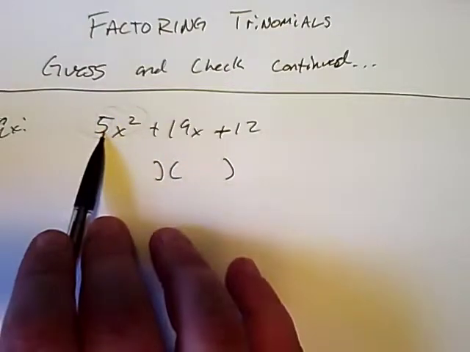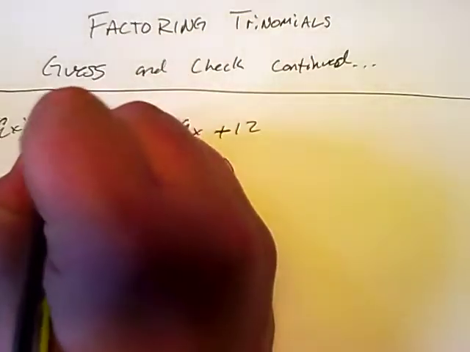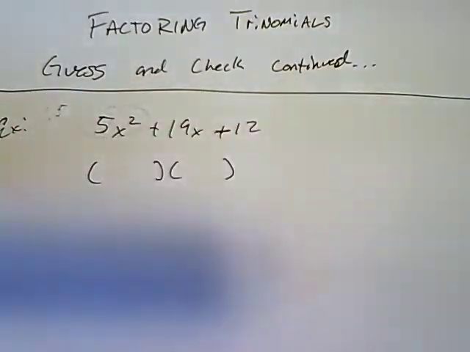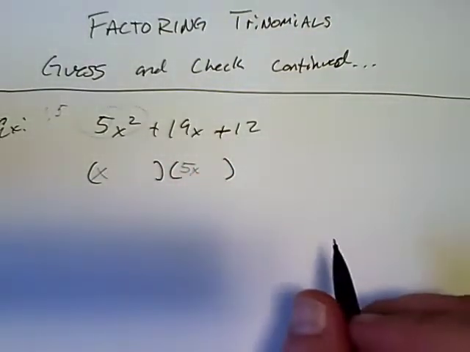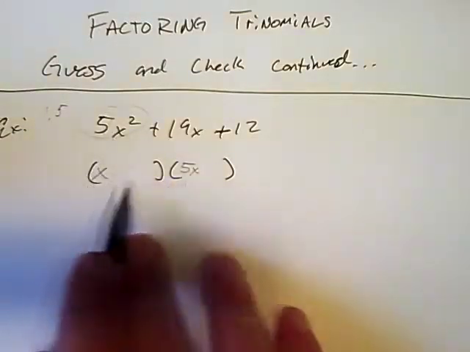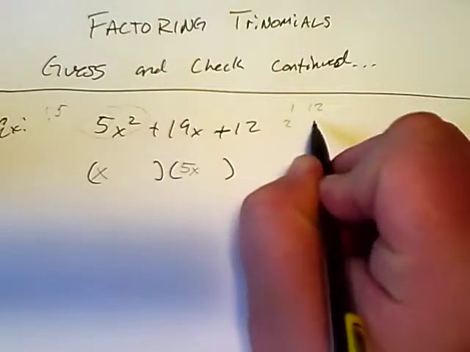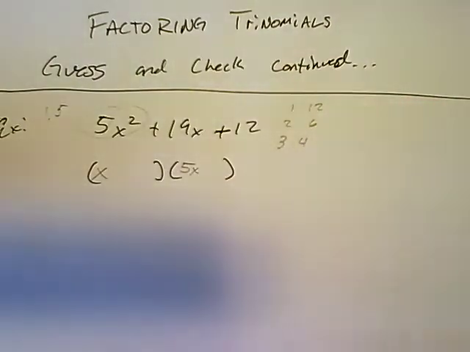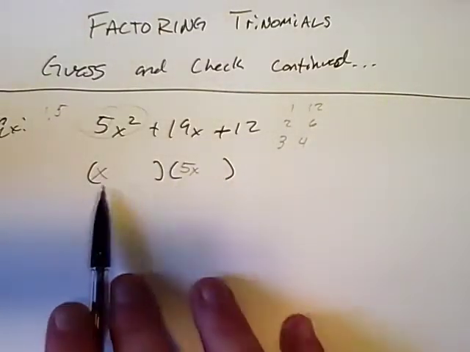So if I break down that 5, the only options for 5 are 1 and 5, right? So I'm going to start with x and 5x. If I start with x and 5x, so 1x and 5x, then I can look at the 12. I can break 12 down and know it's 1 and 12, 2 and 6, 3 and 4. And what happens now is I can take a look and see which one of these pairs is going to match up with the 1 and 5 to get me there.